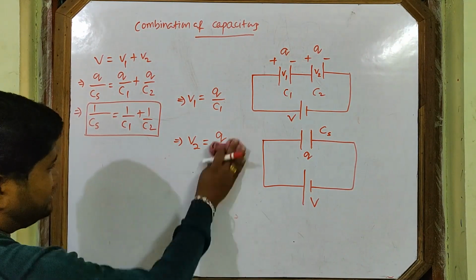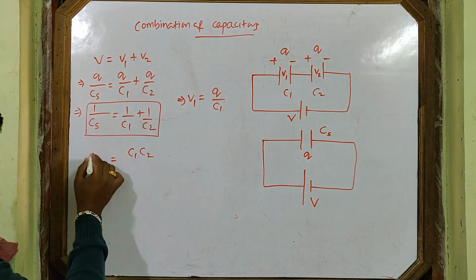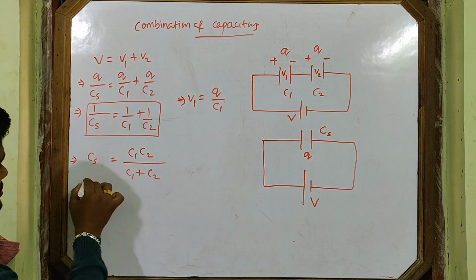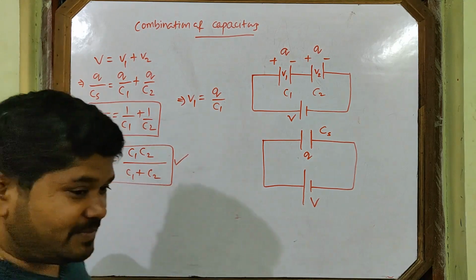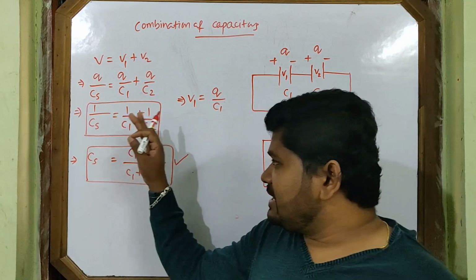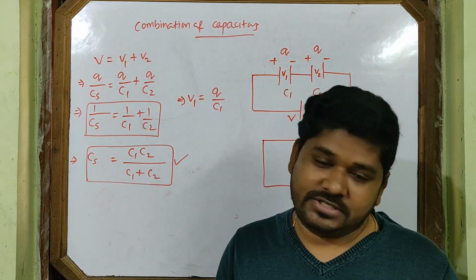For this one you take the LCM. If you take the LCM, you will get C1 C2 by C1 plus C2. You remember, when two capacitors are there, you just remember this formula to solve the questions. Effective capacitance is just taking the LCM: C1 C2 by C1 plus C2.